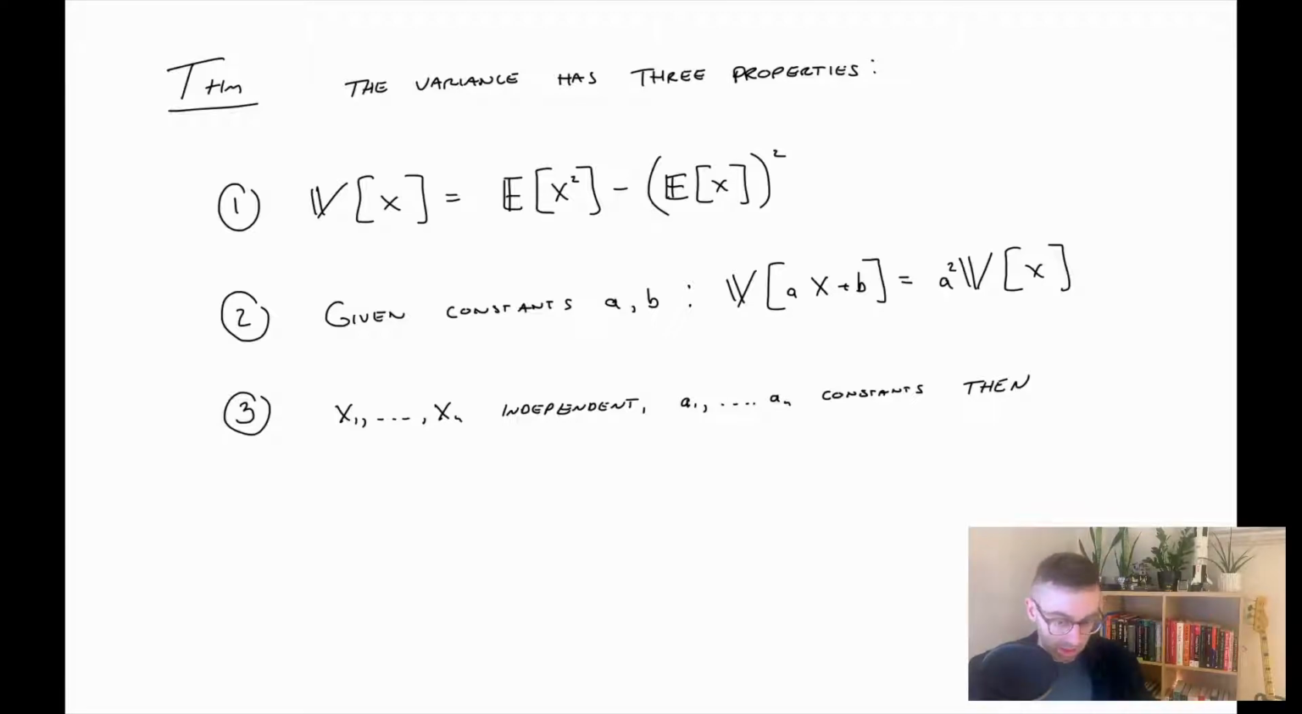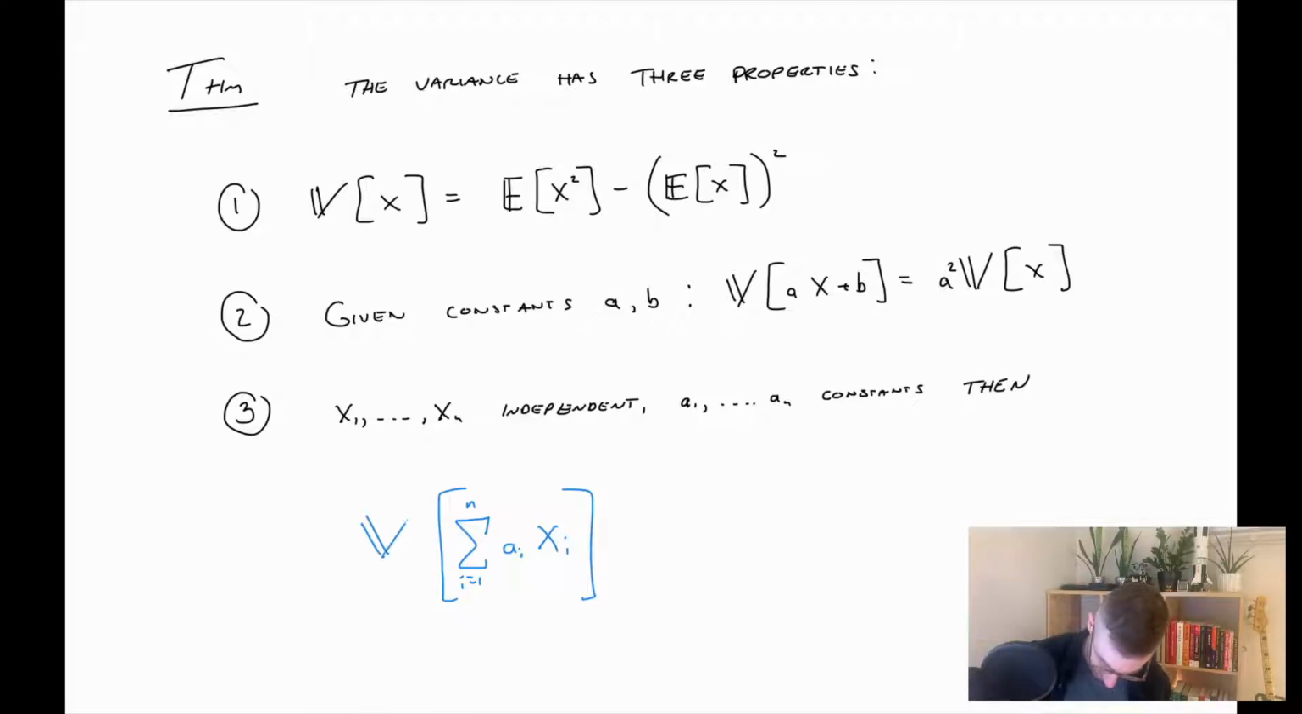And then the last one, which I need to write down now. We have x1 through xn independent, as well as some constants. So if we look at this quantity here, the sum of ai xi, and now if I take the variance of this, that becomes similar to linearity of expectation, but we have to square the constants. So it's a similar looking equation: we have ai squared times the variance of xi.